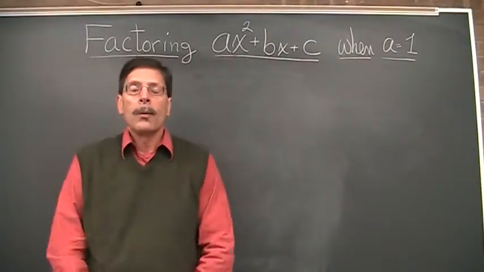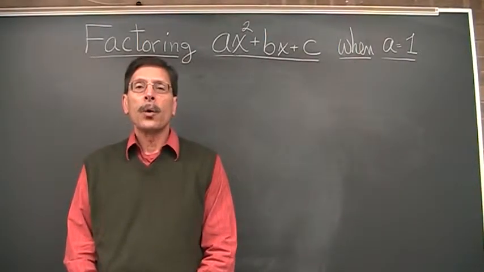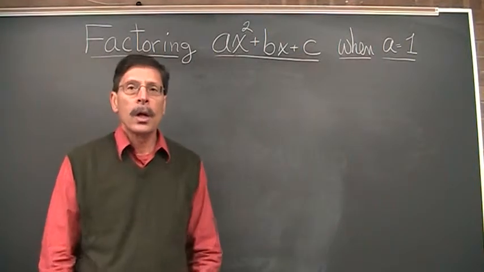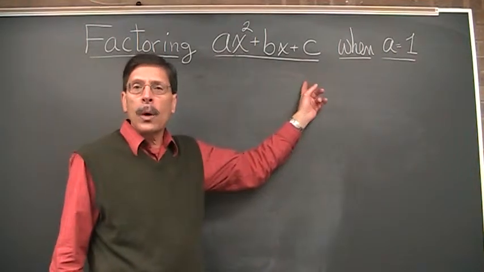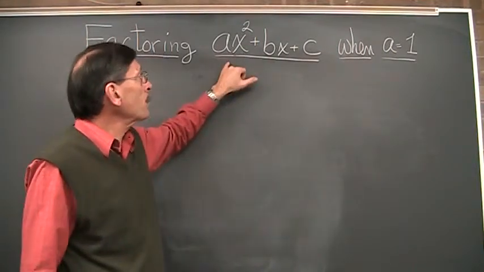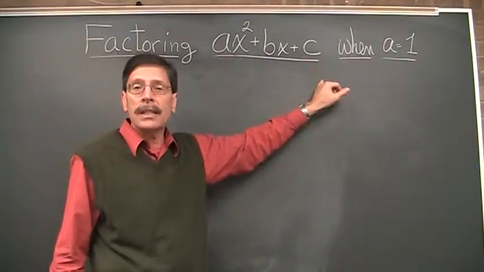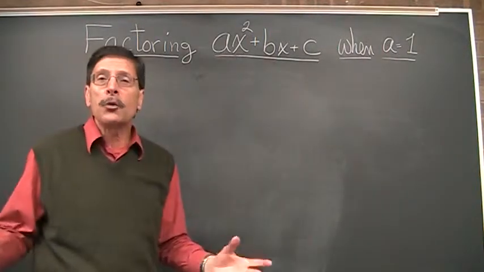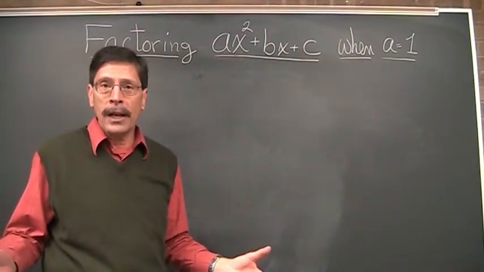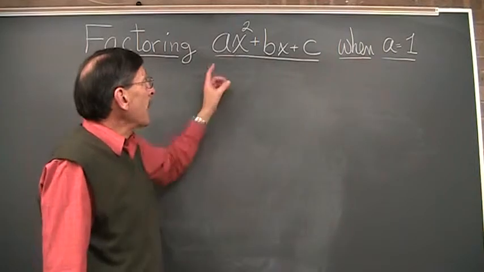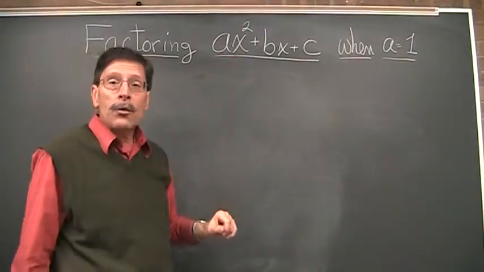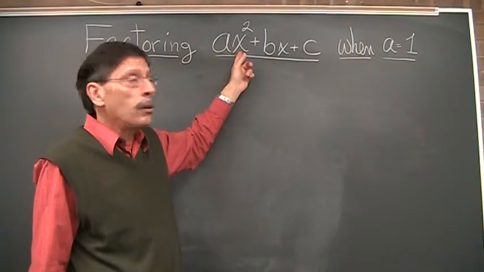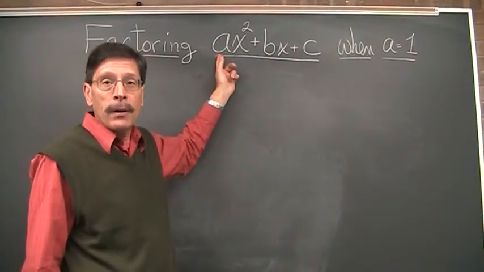Welcome. What we're going to do today is factor quadratic expressions. Now this is the general form for a quadratic expression, ax squared plus bx plus c. A, b, and c are real numbers. They can be positive or negative or zero, except for in the first position here. Every quadratic expression has to have an x squared term in it, so this a cannot be zero.